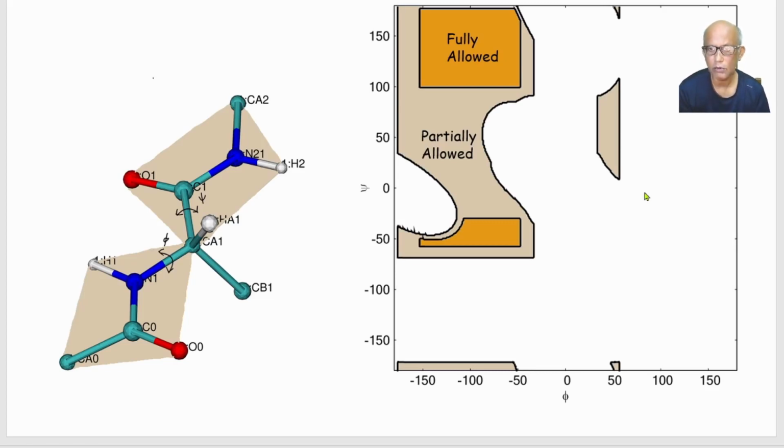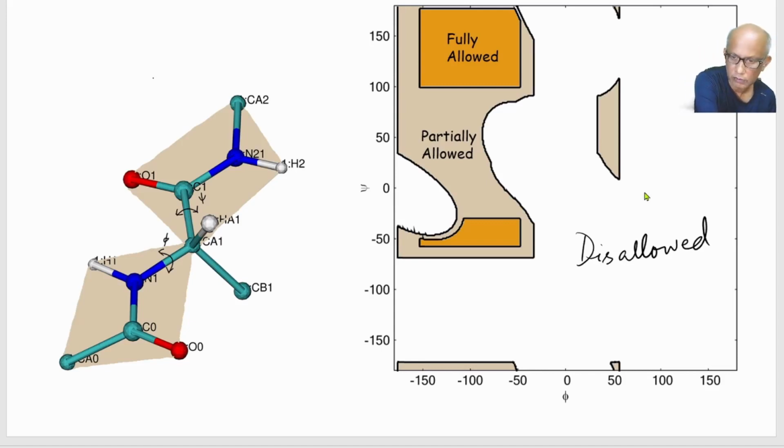And then there was a lot of space out here which they called disallowed region, in which there was at least one pair of atoms which was violating the extreme limit. They are definitely violating the normal limit, and also the extreme limit.